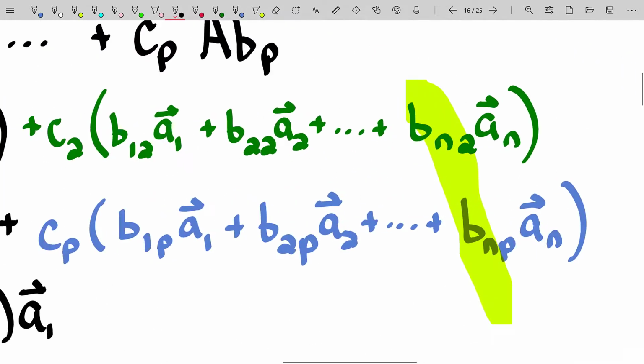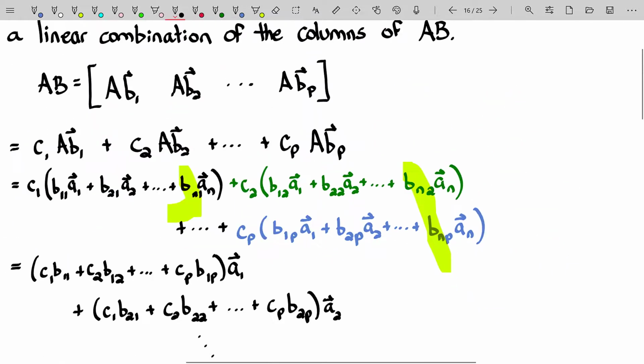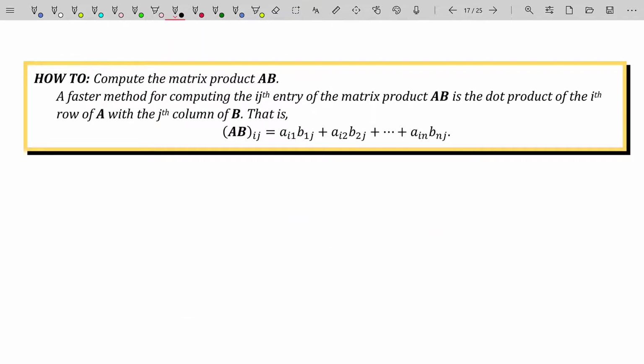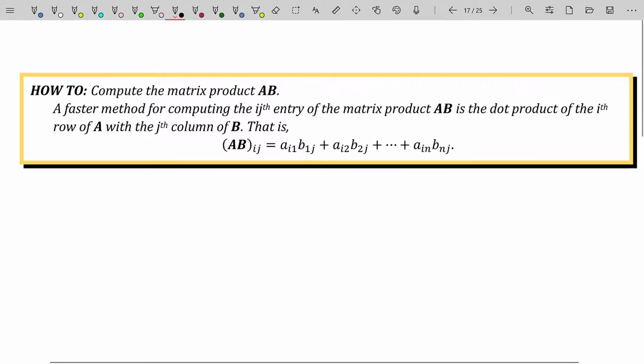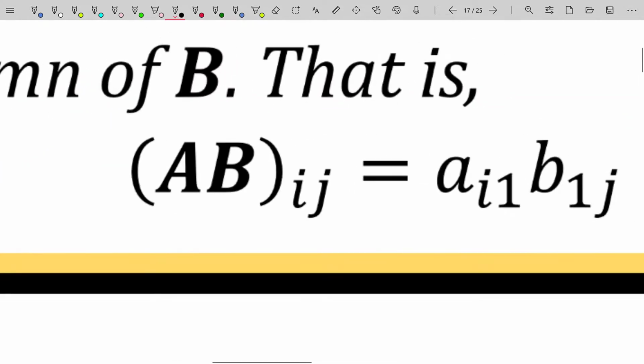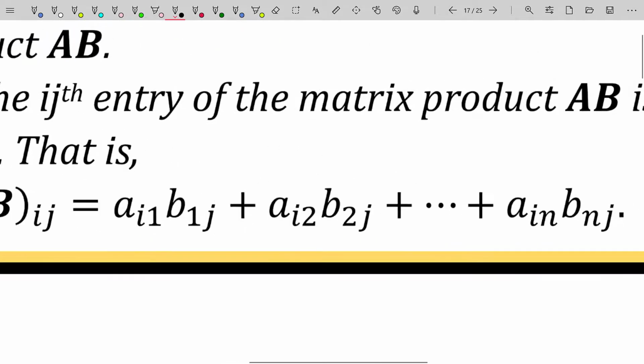You have to use this double subscript notation that I have going on here. That's just a reality that we have to get used to. Now, here is a nice recipe for a faster method for computing the ijth entry of a product of matrices. And this is something usually you would prove in a homework assignment, so I'll leave it to you. But the ijth entry of the product AB is just a dot product of the ith row of A with the jth column of B. That is, the ijth entry of AB is just this mess right here.